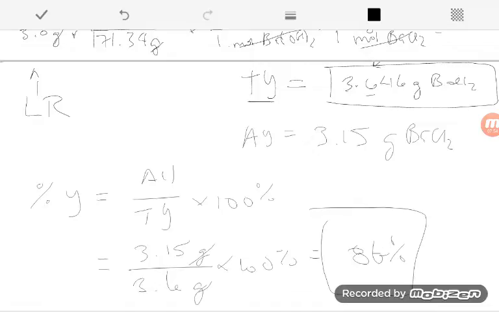So keep in mind, limiting reactant problems, you just take each reactant, turn it into product, whichever one makes less. That's your theoretical yield. Whatever reactant that came from, that's your limiting reactant. And if it gives you an actual yield, you can then use that to get your percent.